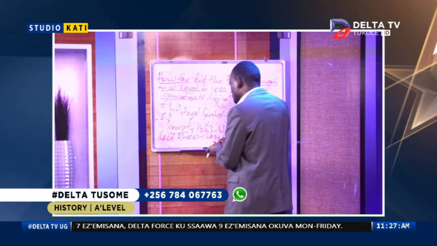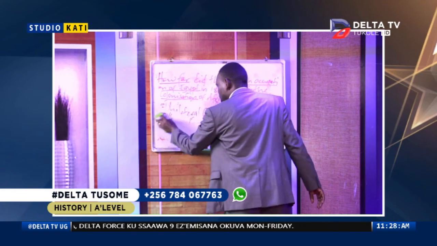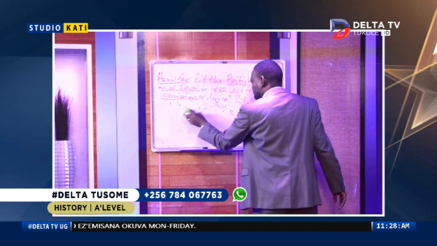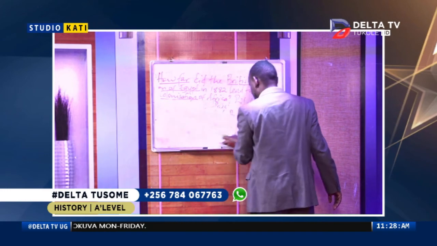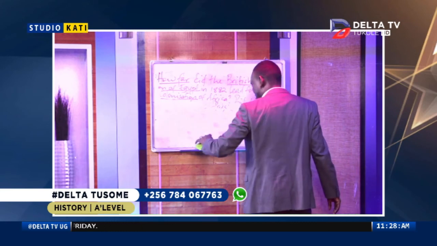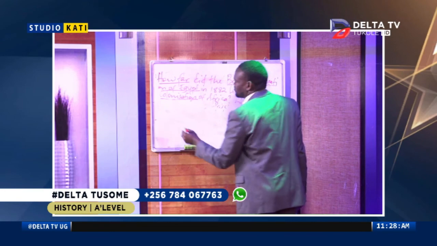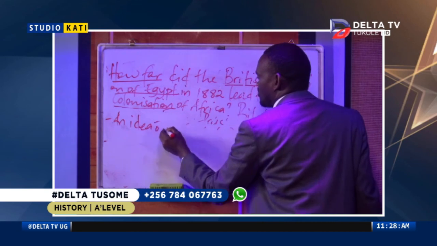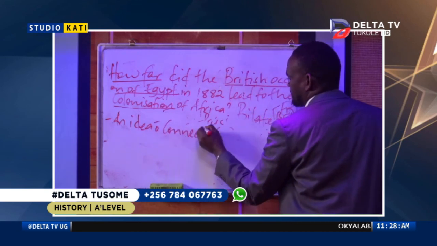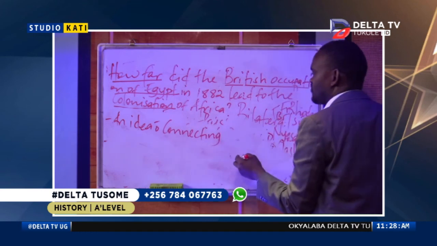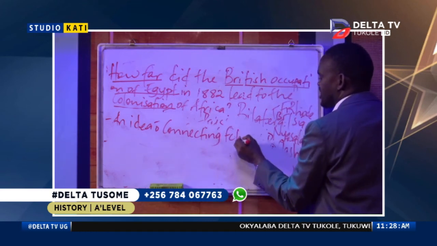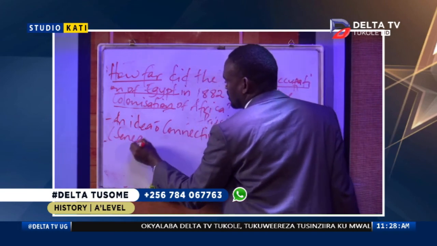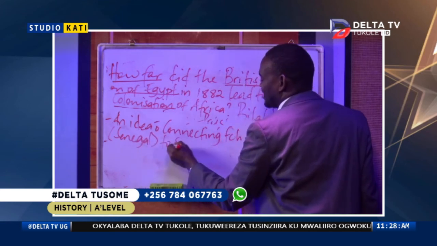Now, as Cecil Rhodes was coming up with that wild dream, the French also wanted to try and avert and frustrate that wild dream of Cecil Rhodes. So they also came up with an idea of connecting their French West Africa. When I say French West Africa, I'm talking about Senegal to Somaliland.